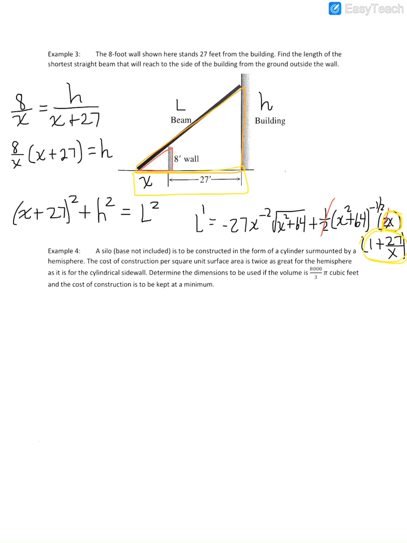Okay, so number 4 says a silo, base not included, is to be constructed in the form of a cylinder surmounted by a hemisphere. The cost of construction per square unit surface area is twice as great for the hemisphere as it is for the cylindrical sidewall. Determine the dimensions to be used if the volume is 8,000 thirds pi cubic feet and the cost of construction is to be kept at a minimum. Okay, so I'm going to go ahead and draw my picture. Everybody should know what a silo looks like. So there's my cylinder surmounted by a hemisphere, half sphere.